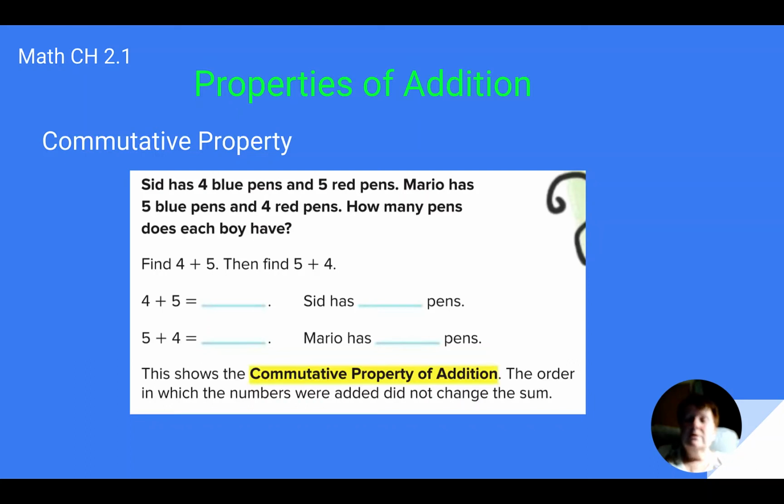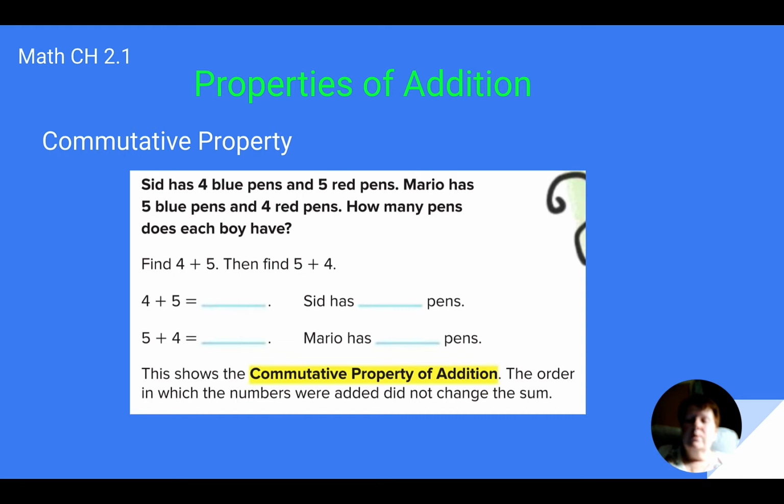Hi boys and girls, today we're going to be looking at the properties of addition. This is chapter 2.1. The first property that we're going to look at is called the commutative property.